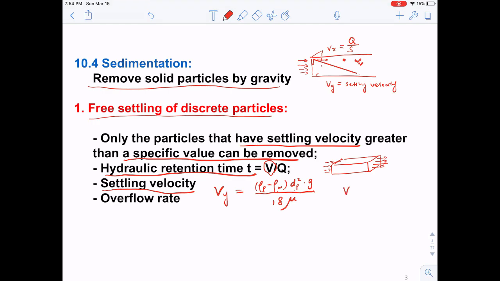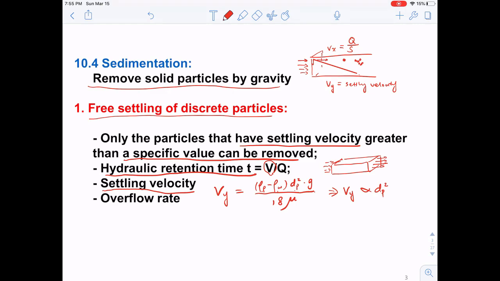And the viscosity of water is also a constant. So you can see that actually the settling velocity is proportional to the particle size squared, right? So basically it means that the larger the particle, the faster it can settle down, okay? So this is about the particles.